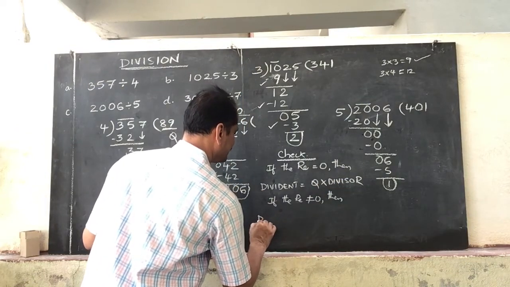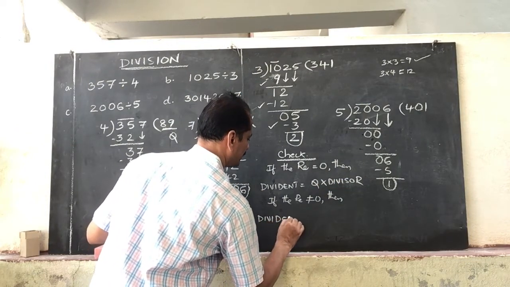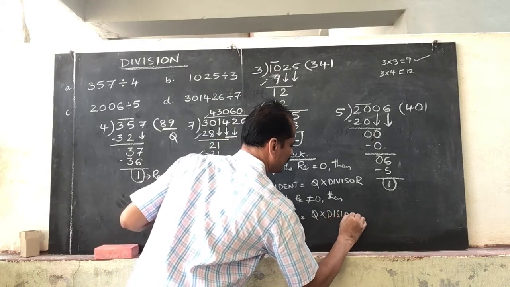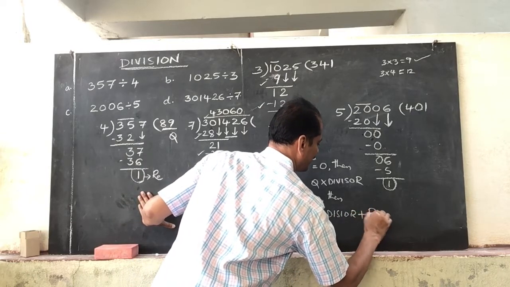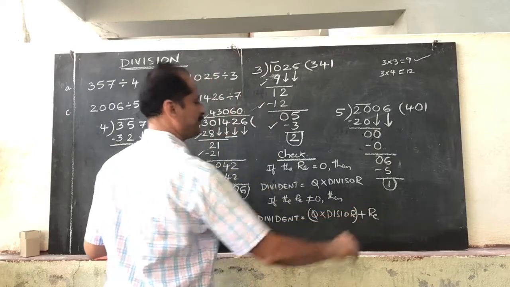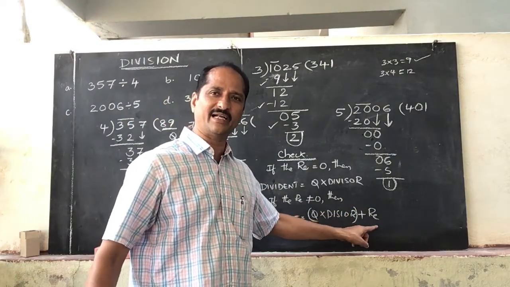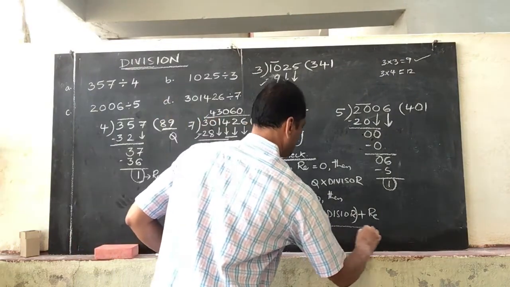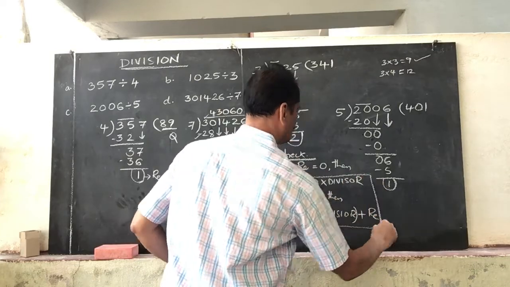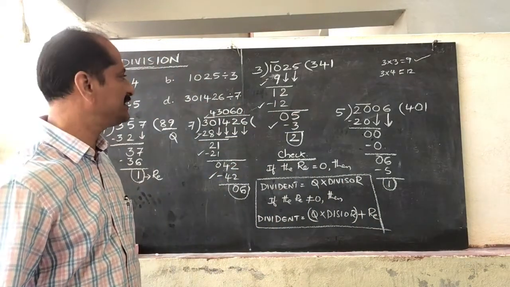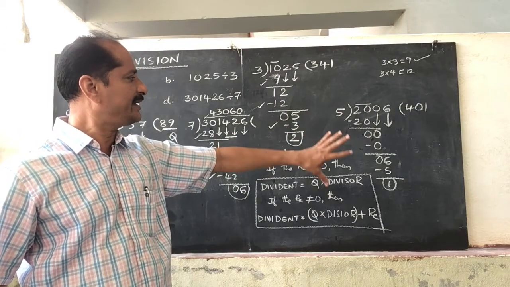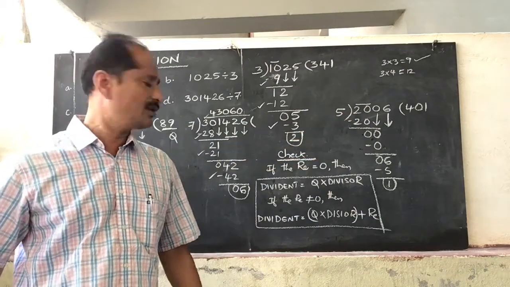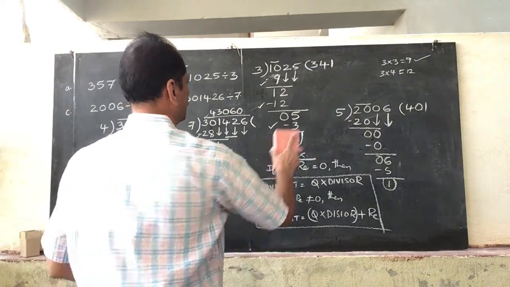Then dividend is equal to quotient into divisor plus remainder. Quotient into divisor plus remainder. Quotient ni divisor to multiply chesi daniki remainder ni add cheste you will get dividend. So these are the two important check formulas for this division. So by taking any one quotient, we can check the division. So now take this one. So remaining all you can know.